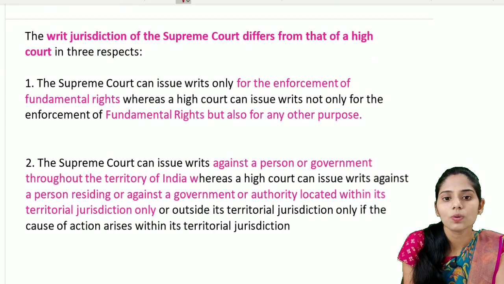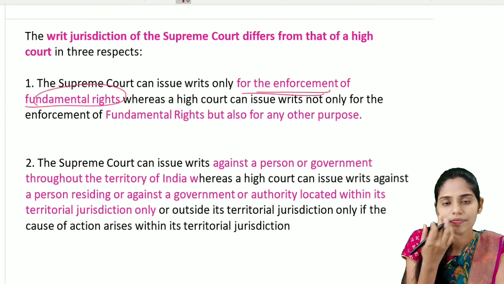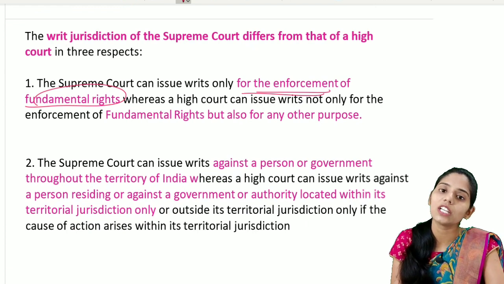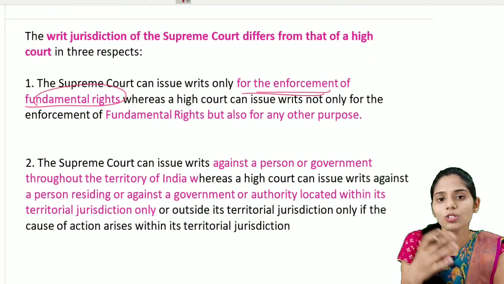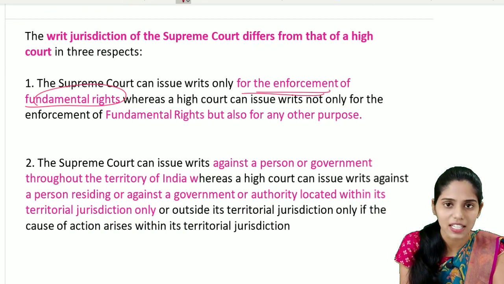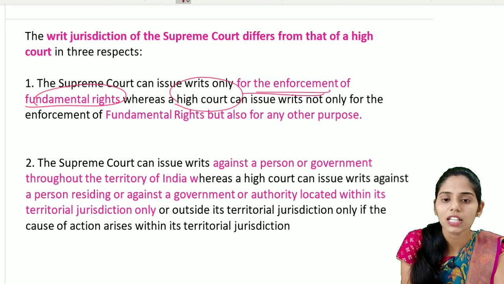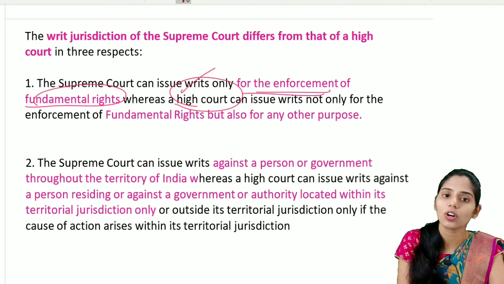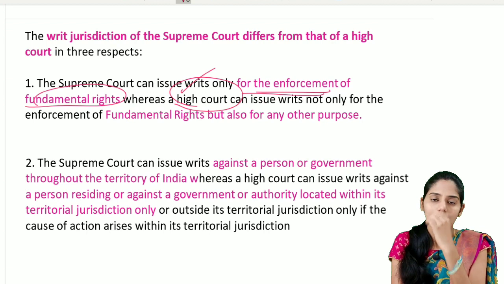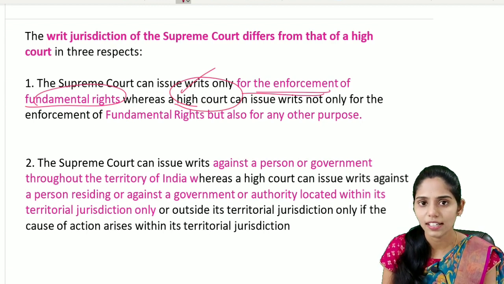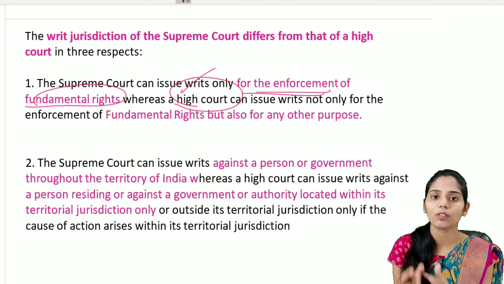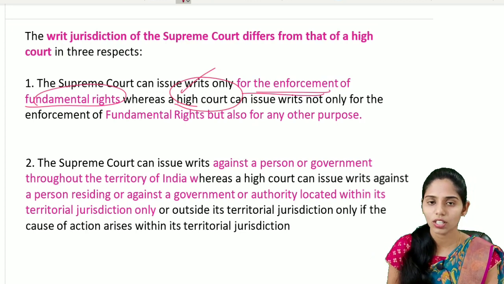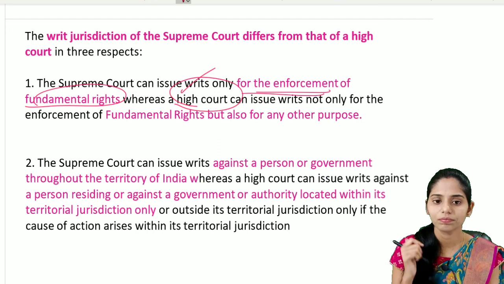The first one is that the Supreme Court can issue the writs only for the enforcement of the fundamental rights. But the High Courts can issue the writs even for legal rights as well. So the Supreme Court issues writs only for our fundamental rights, but the High Court can issue writs not only for the enforcement of the fundamental rights, but also other rights, which are called legal rights. So the writ power of the Supreme Court is narrower compared to that of the High Court. This is the first important difference.